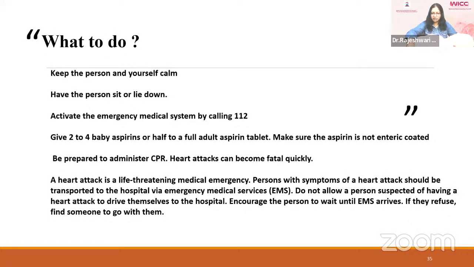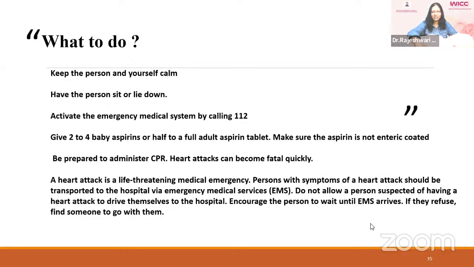Now in cardiac diseases, what to do? First we identified the first mantra. What was the first mantra? Can you tell in the chat? What was the first mantra? First aid mantra?